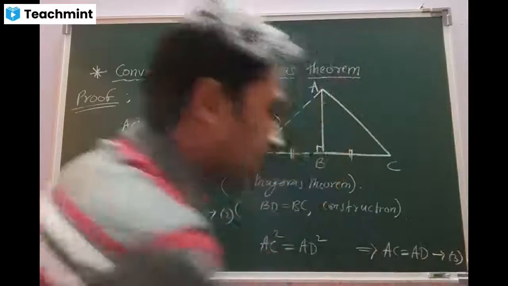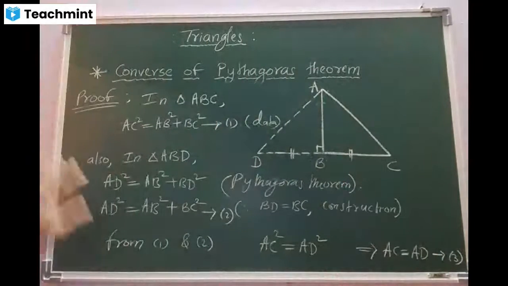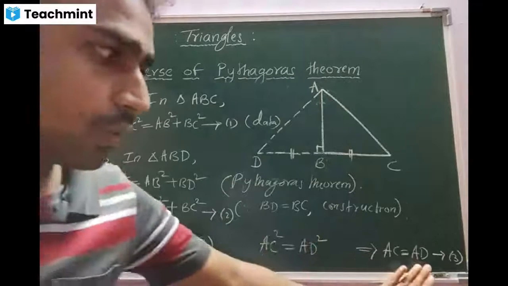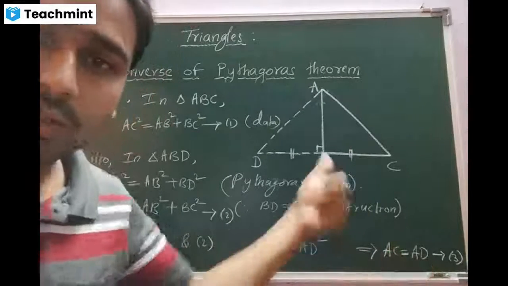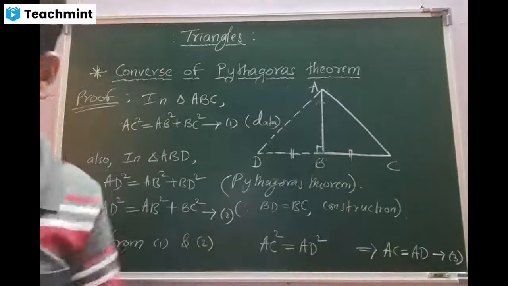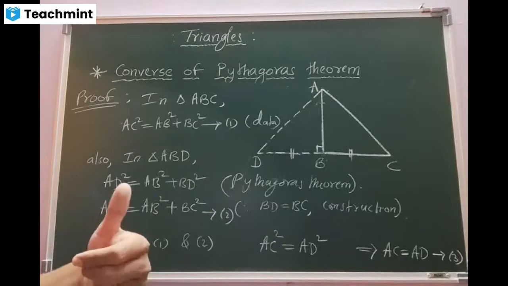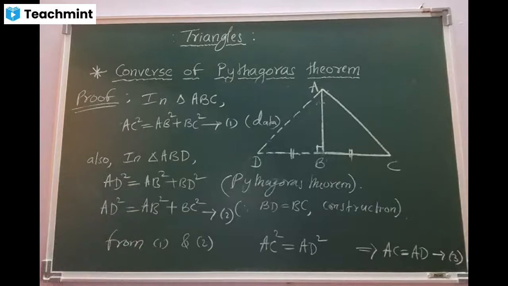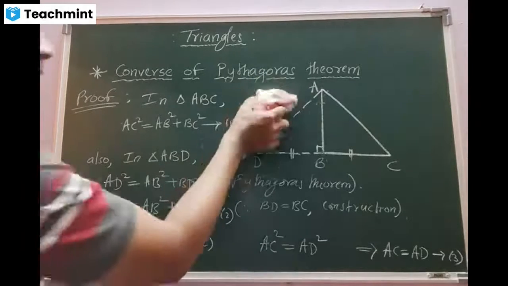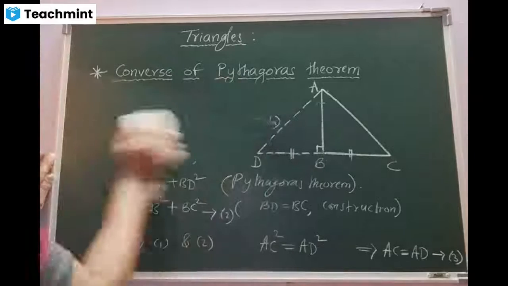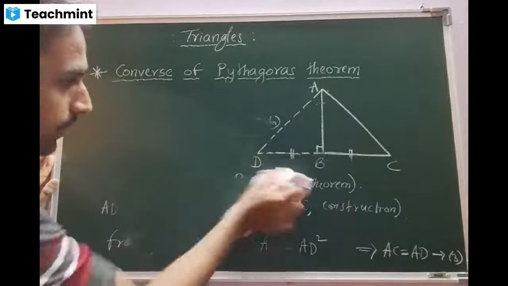Copy, beta, till here. Quick. Very important step. AC is equal to AD. I will use this result in the next step. Copy. Written? Now let us continue further, beta.